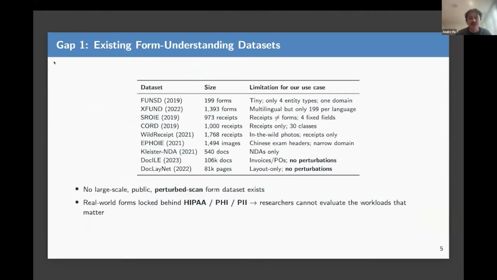So the current state of the art in the dataset ecosystem for form understanding is pretty small. Typically when we talk about the number of tokens that LLMs and VLMs consume, they're in the order of billions and trillions of tokens. But for the form-specific data that we're looking at, it's very small. On top of that, there's no perturbed scan data set, right? There are none of these data sets that actually look at scans and faxes for our customers. On top of all of this, the real world forms are all locked behind HIPAA and PII considerations, meaning that researchers and evaluators can't appropriately look at these data sets.